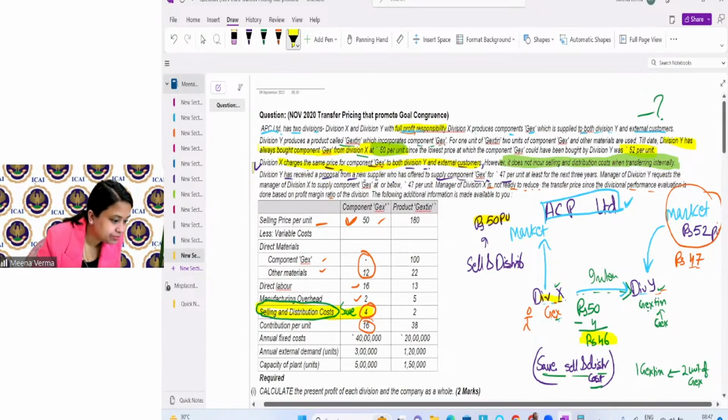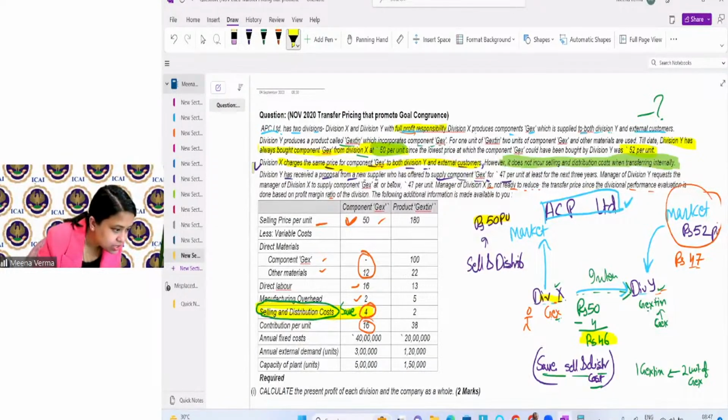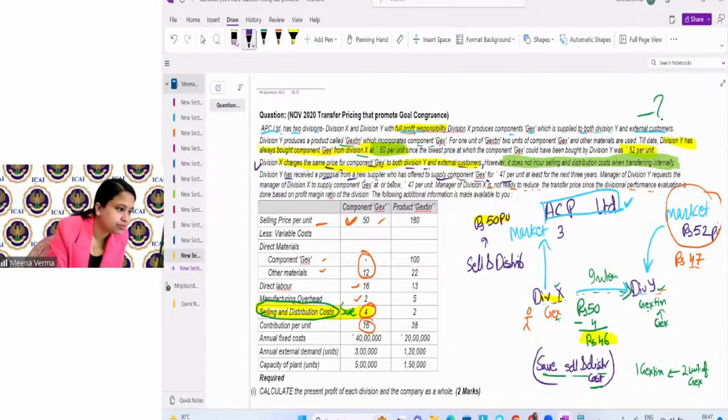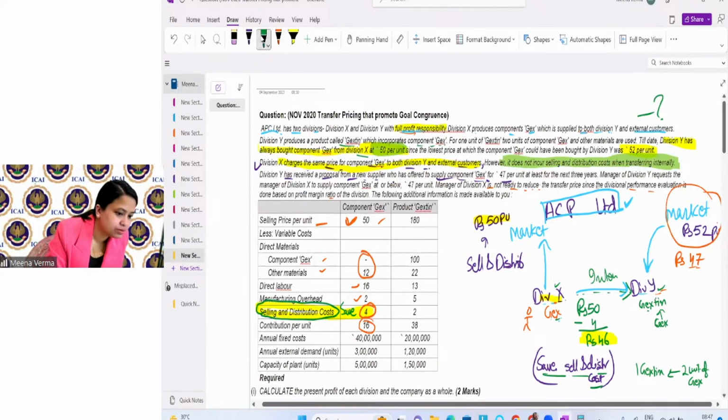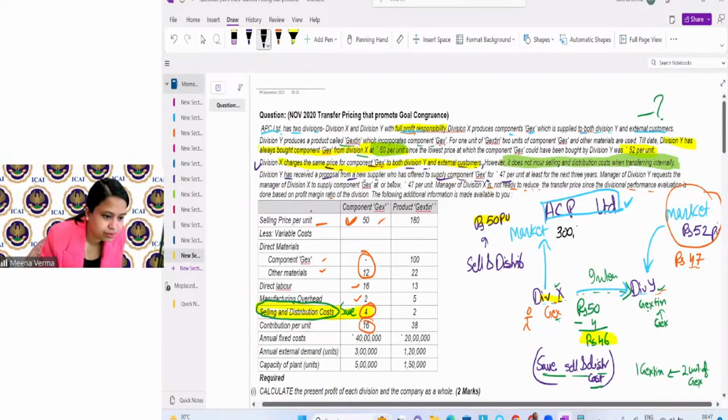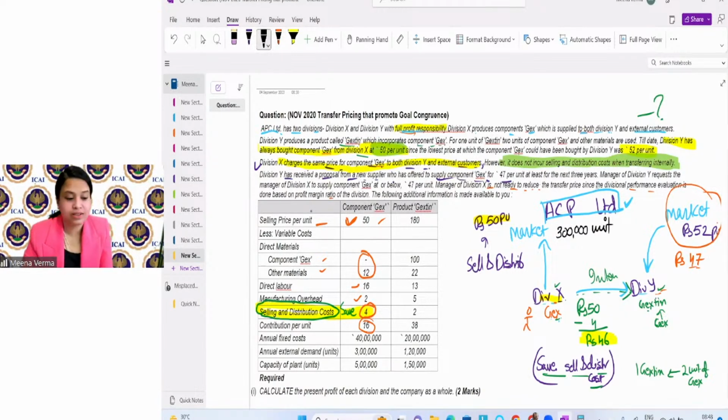What else? Contribution is this, fixed cost is this. Annual external demand is 3 lakh and capacity is 5 lakh. There are more details. So what is the external demand? 3 lakh is the external demand. This is the demand in the market. What is their capacity? They can produce a maximum of 5 lakh units.